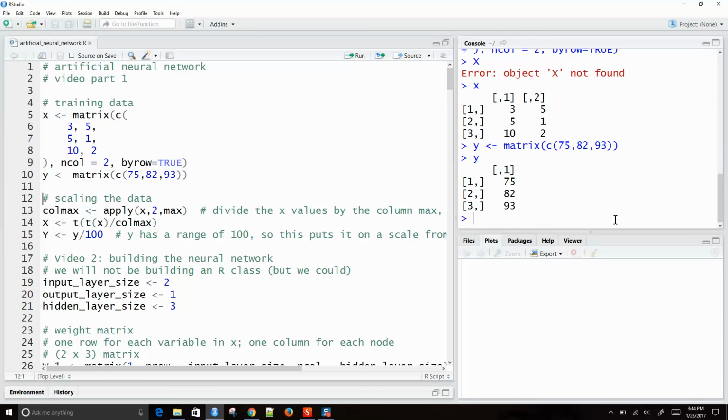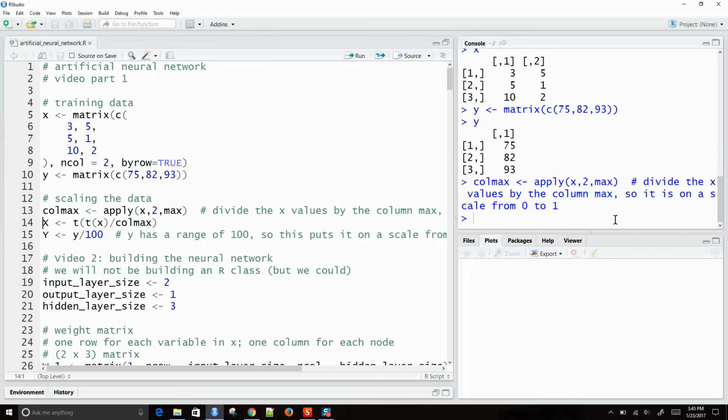And one thing about the neural network is that it works best if you scale everything on 0 to 1s. So you put everything on a 0 to 1 scale just because, well, there's a lot of reasons, but it works better a lot of times when you just scale things from 0 to 1. So that's what we're going to do. We're going to take each of our X values and divide them by the column max.